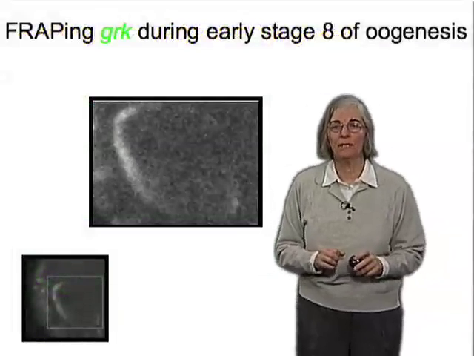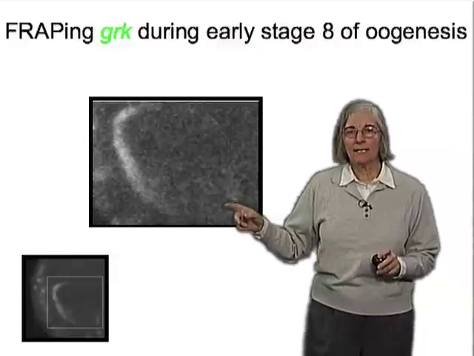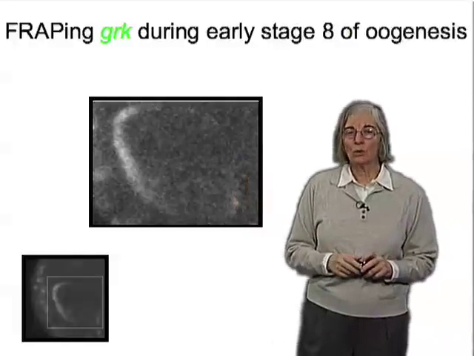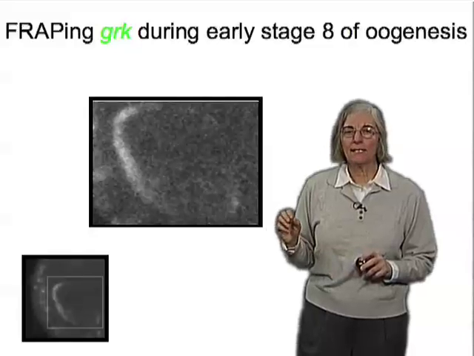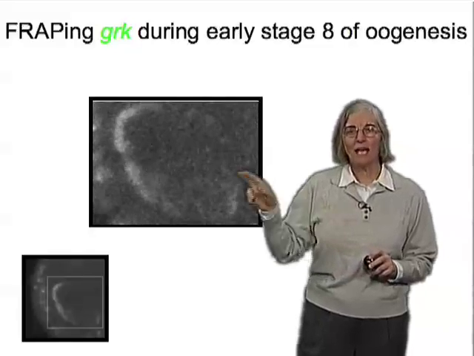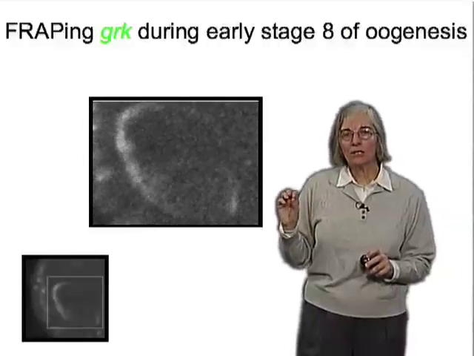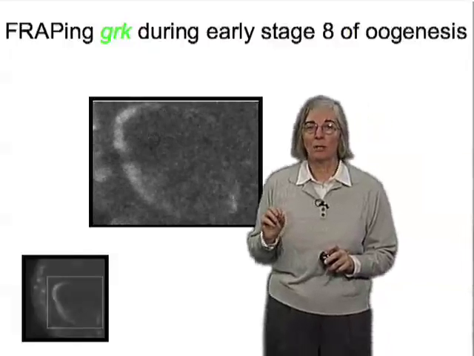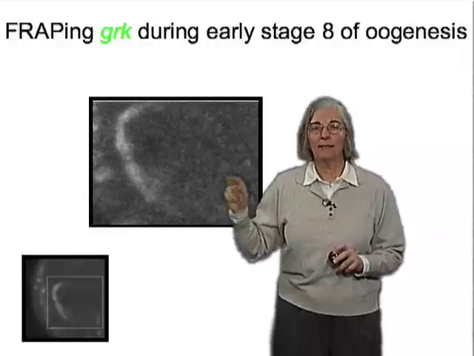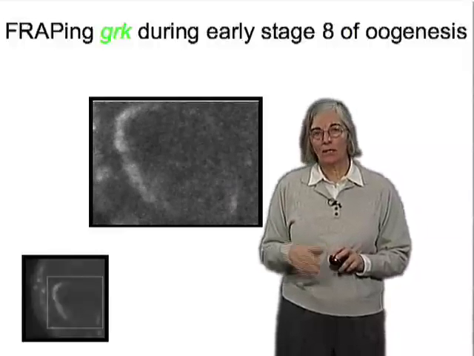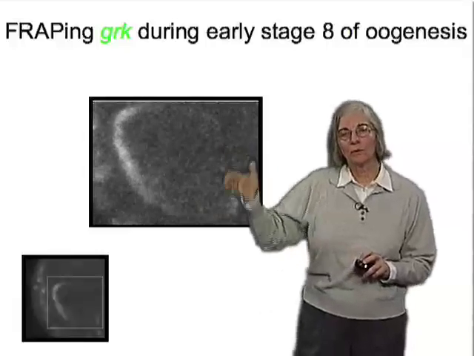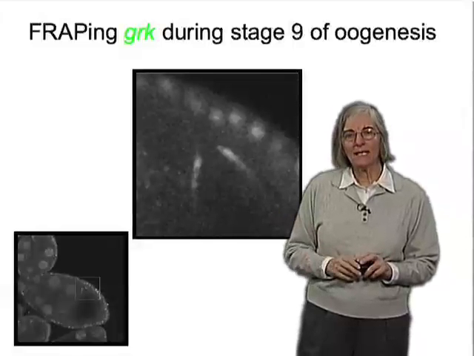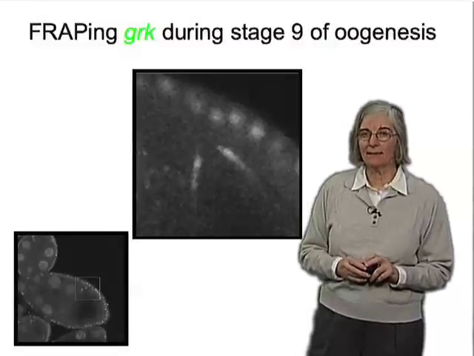So I'm going to show you two movies. The first movie here was taken at an early stage in oogenesis when the Gurken RNA is localized to the posterior pole. And you will then see for a short amount of time, as you could just see now, a dark spot where the RNA was bleached. But you also will probably notice that very quickly the spot was filled in and the fluorescence was recovered.